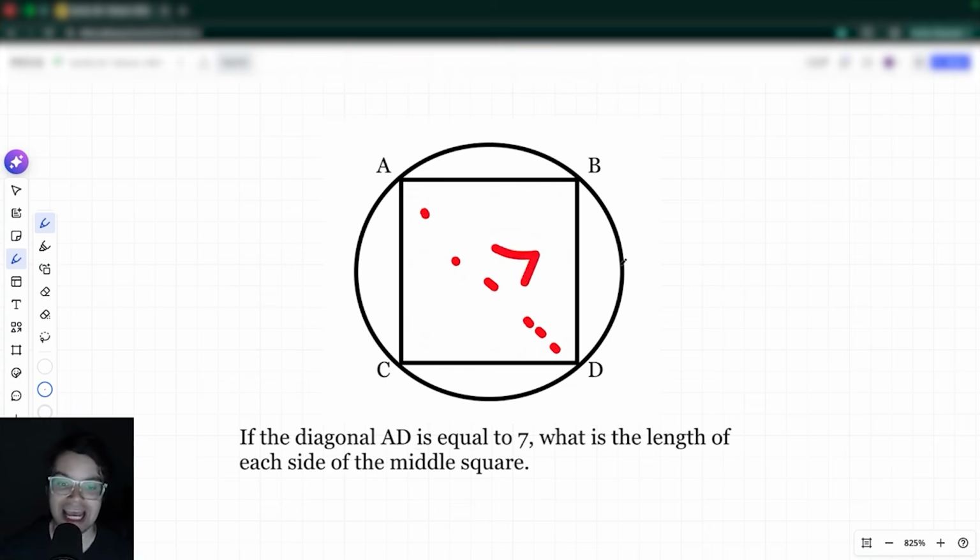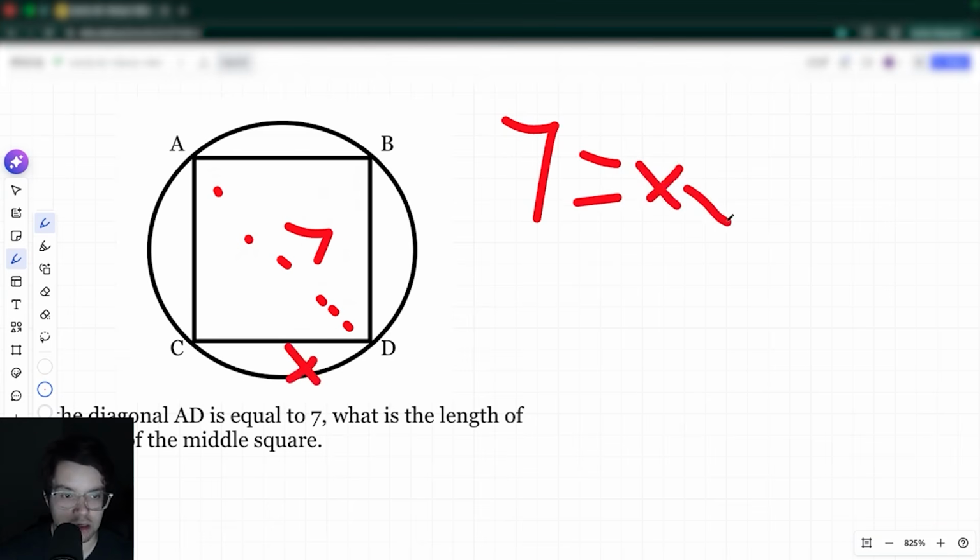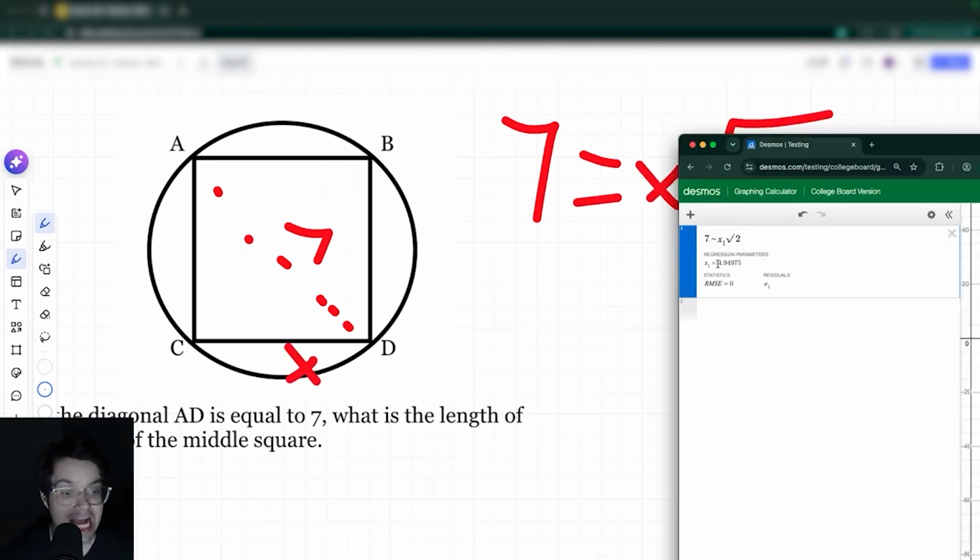So 7, and if you know about 45, 45, 90 triangles, 7 must be equal to x multiplied by square root of 2. Therefore, x would have to be 4.95. So therefore, the sides of it are 4.95.